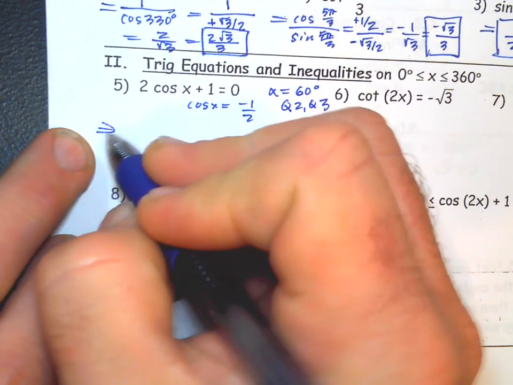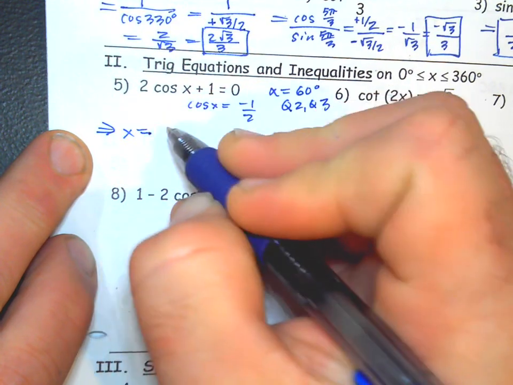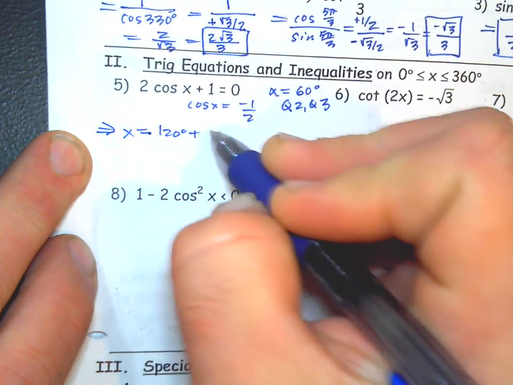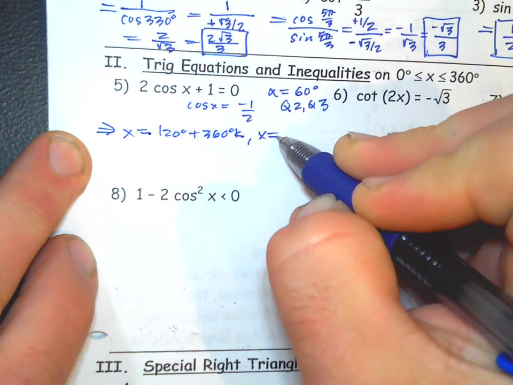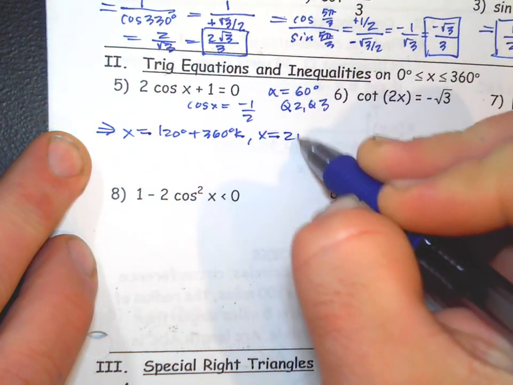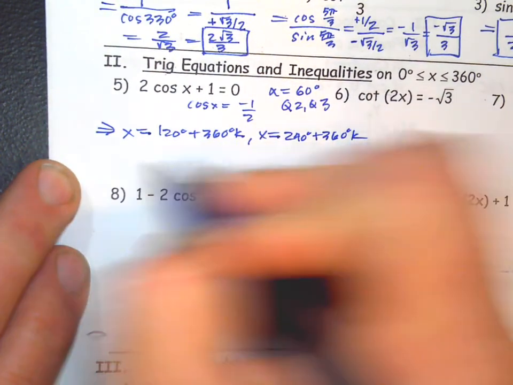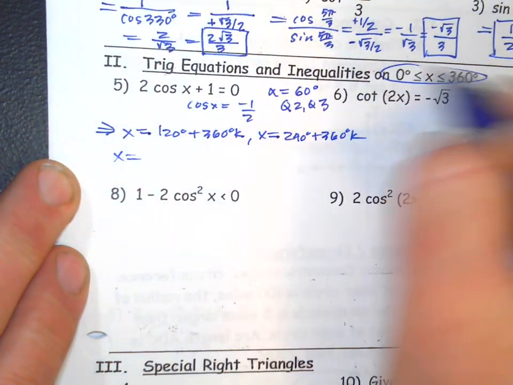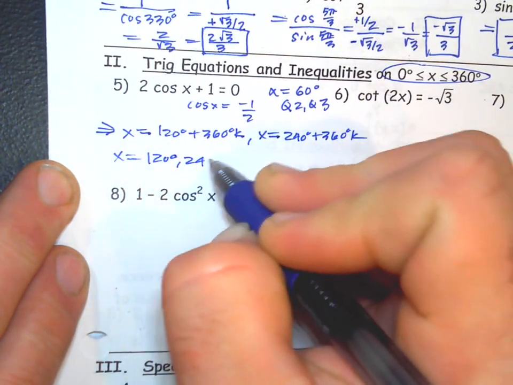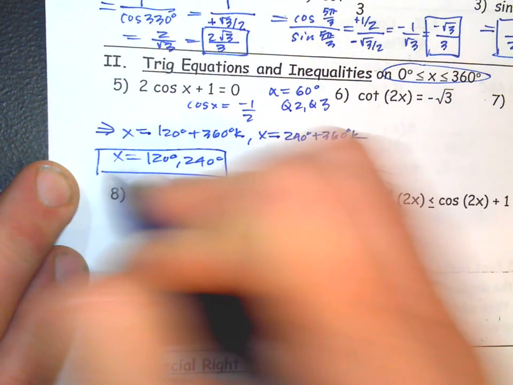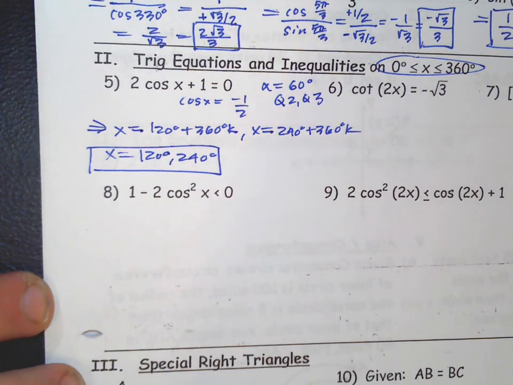So I like to write expressions for all the possible answers. X equals quadrant 2 would be 180 minus alpha, 120 plus 360k. And x equals quadrant 3 would be 180 plus alpha, 240 plus 360k. And then we just want the answers from 0 to 360 this time. So 120 and 240 would be the answers. Just got to be careful on these.